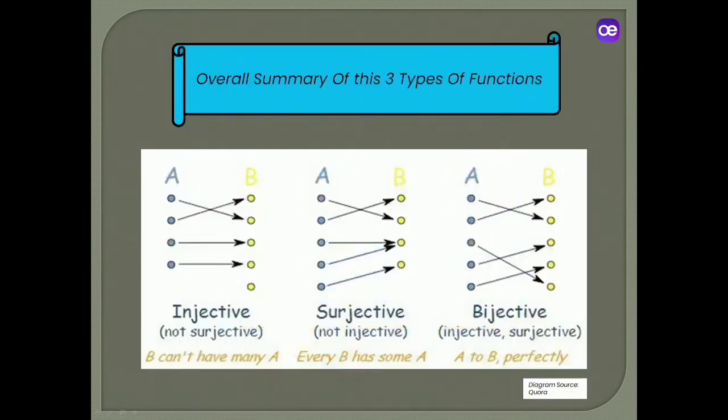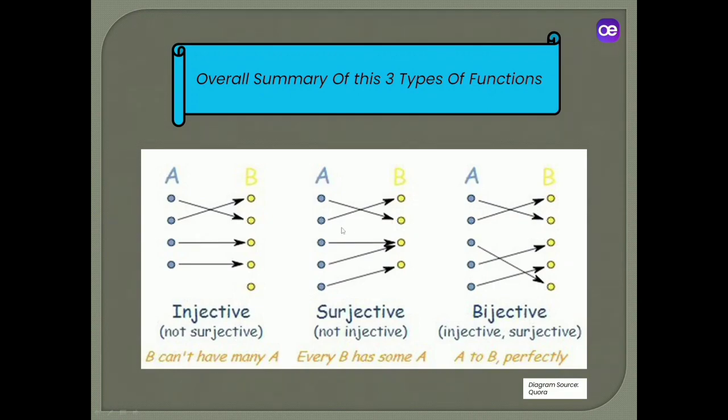So this is the overall summary of injective, surjective and bijective functions. In this function, every element in the domain has a distinct output in the codomain, so this is injective. But this is not surjective because in the codomain set there is one element which is not mapped by any element in the domain. And in this example, this is surjective because every element in the codomain is paired with an element in the domain.